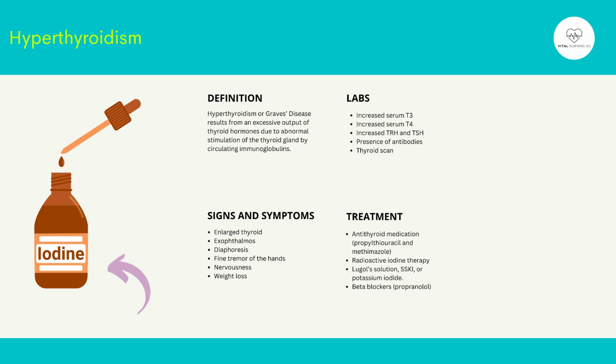Administer Lugol's solution, SSKI, or potassium iodide, for severe cases where the size of the thyroid gland interferes with swallowing or breathing. The thyroid gland is surgically reduced in size or removed. Administer beta blockers such as propranolol until hyperthyroidism diminishes to decrease sympathetic activity and control tachycardia, tremors, and anxiety.